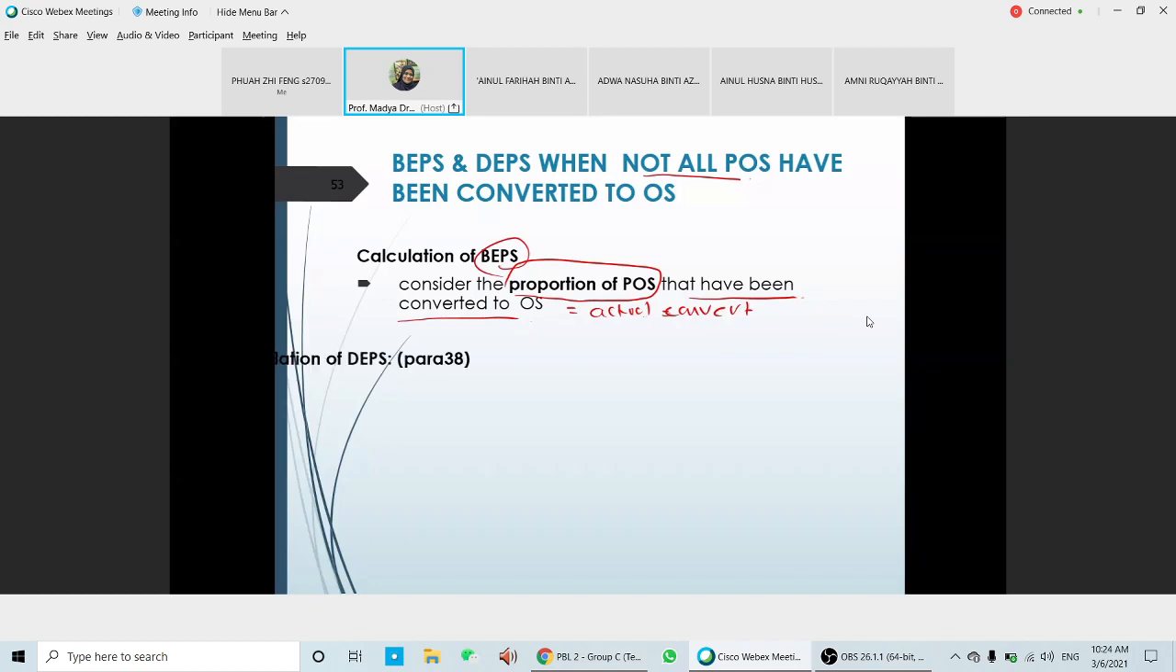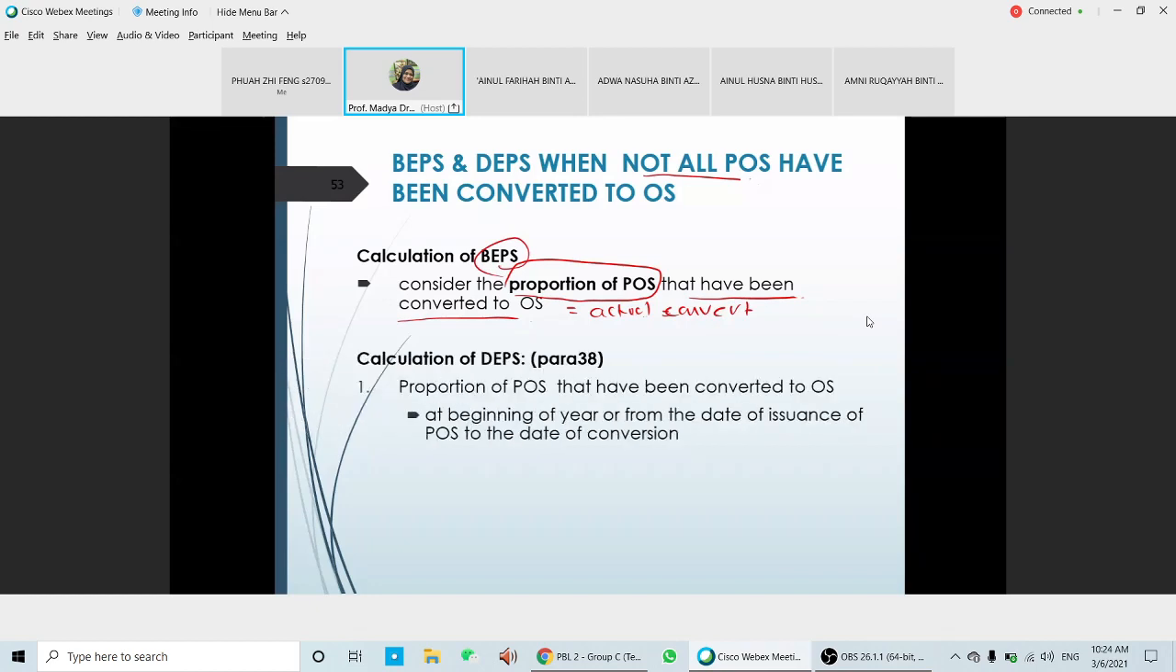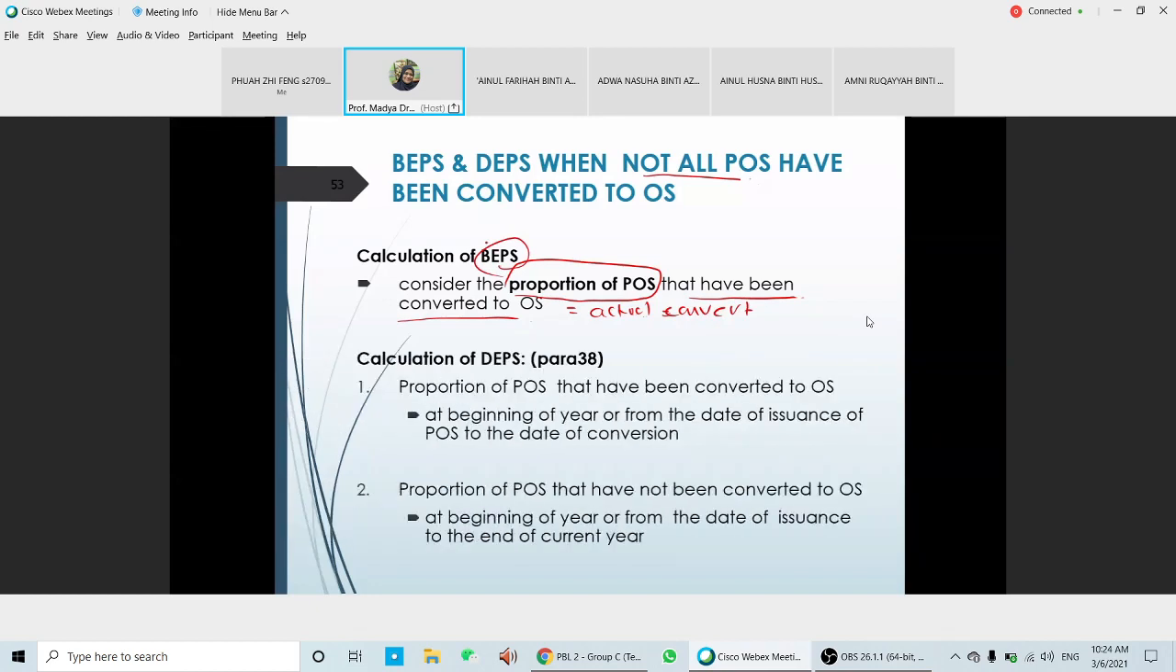But for diluted, we just want to imagine only. So you have to be careful with this one. You're going to look at the portion of POS that has been converted to ordinary shares. So your POS here is going to have two parts: the one that is converted and the other one that is not converted. So, let's say you have 10 here, maybe you convert 4, the one not converted here is 6. So be careful with this one.